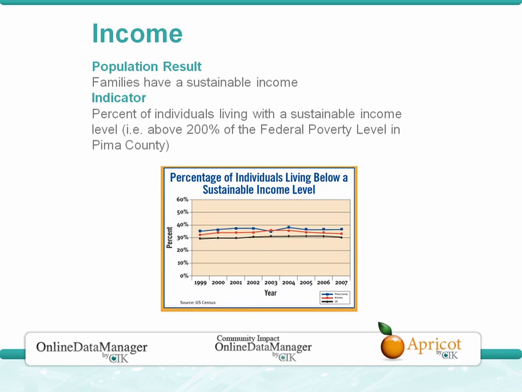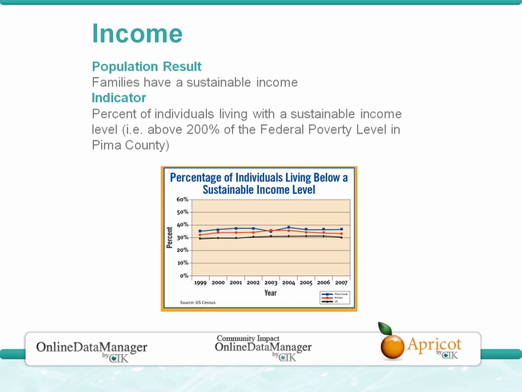In the income area, families have a sustainable income. That was our population result, and we were tracking the percent of individuals living with a sustainable income level, for example, and we set it at 200% of the federal poverty level in Pima County for 2 reasons. One, that 200% seemed to be a livable wage in Tucson, in Pima County, and also that data is collected by the American Community Survey.